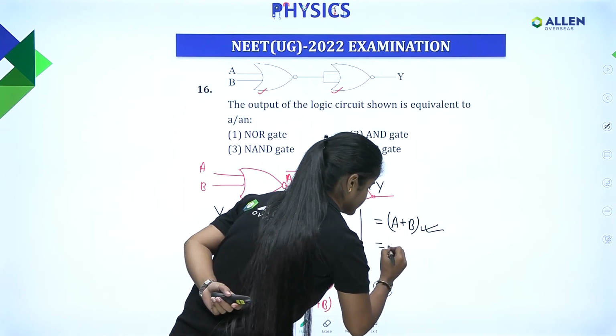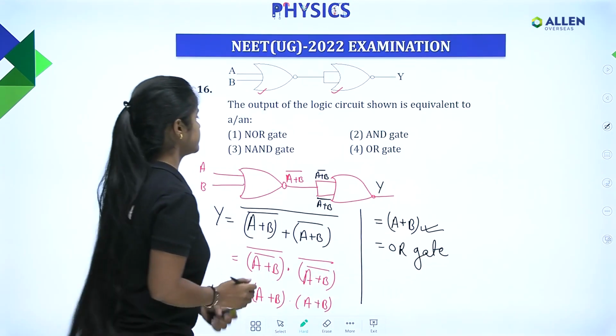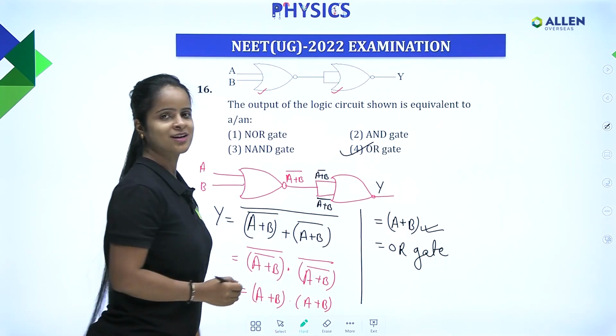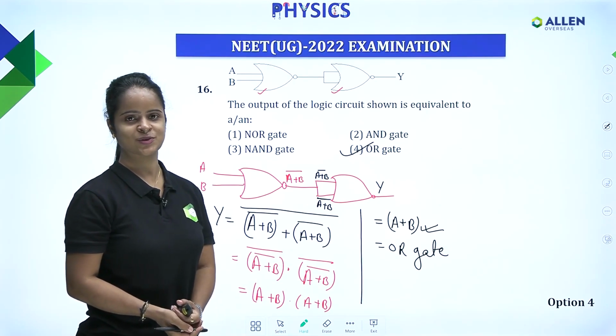And this is nothing but what? OR gate. Let's check whether it is given in the option. Yes, it is already given in the option, that is option number 4 will be the correct option, and the same thing is written there. Option number 4 is the correct option. Hope it is clear to everyone.